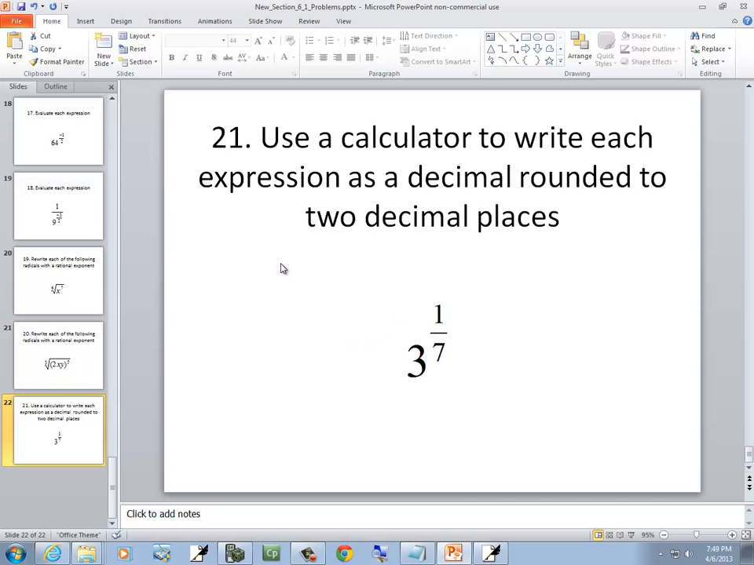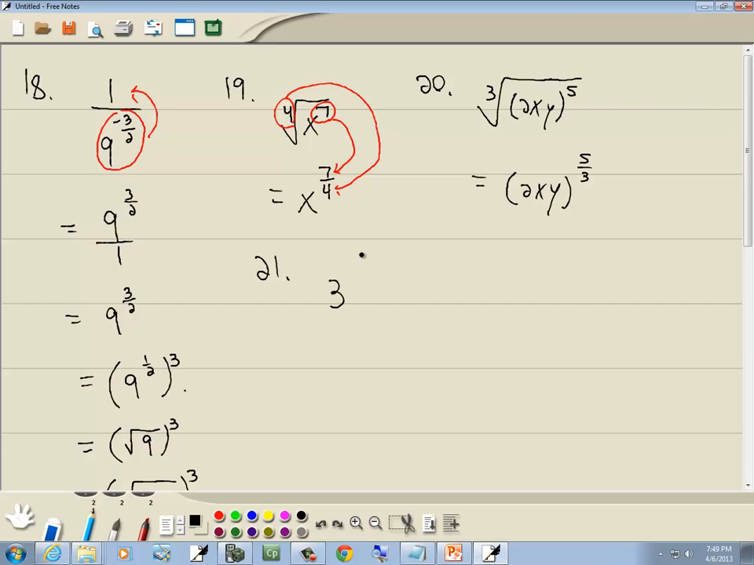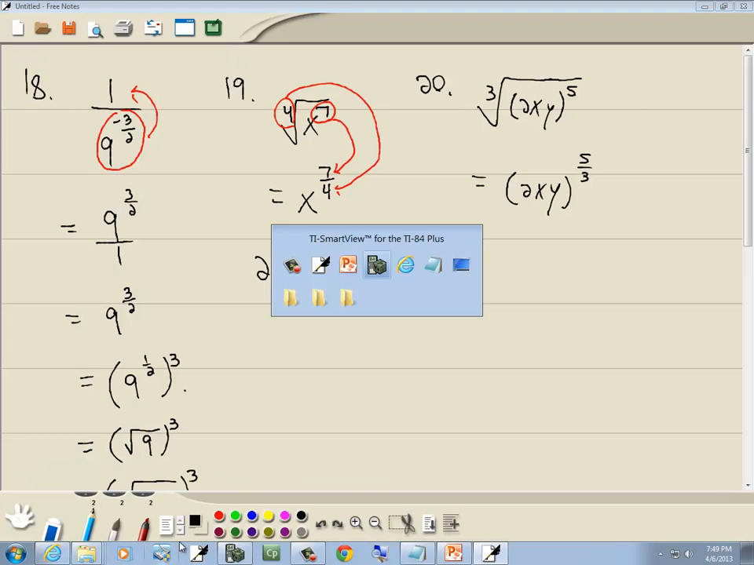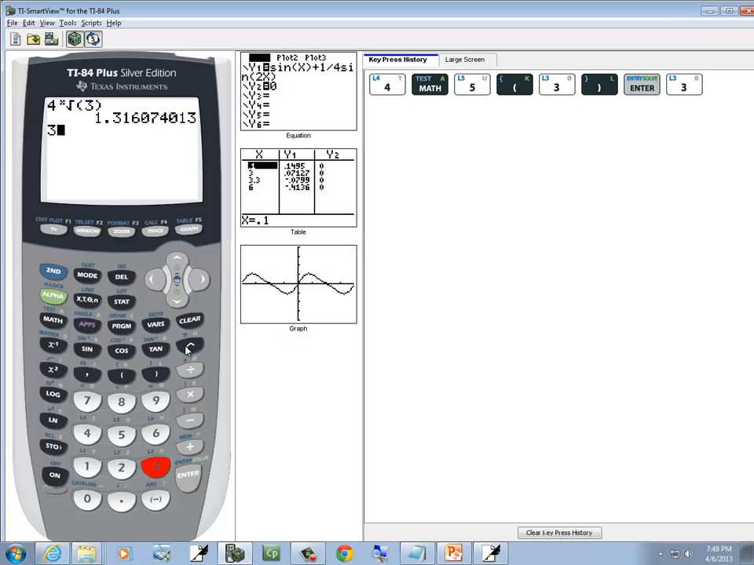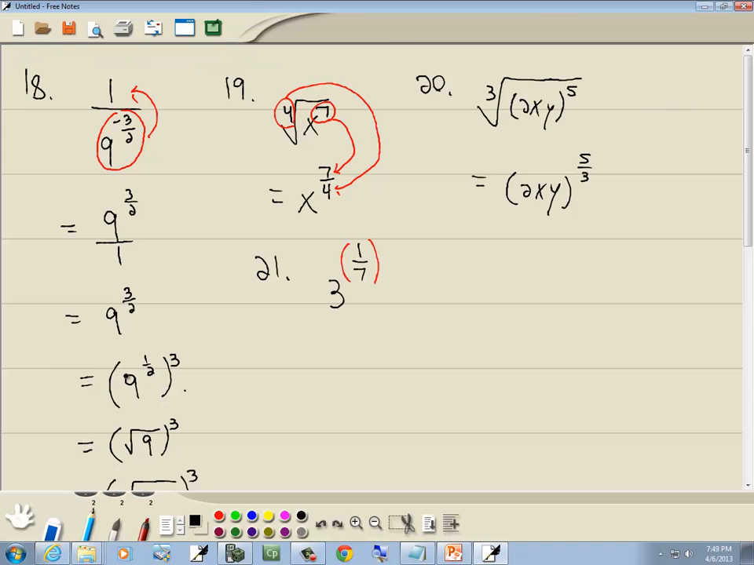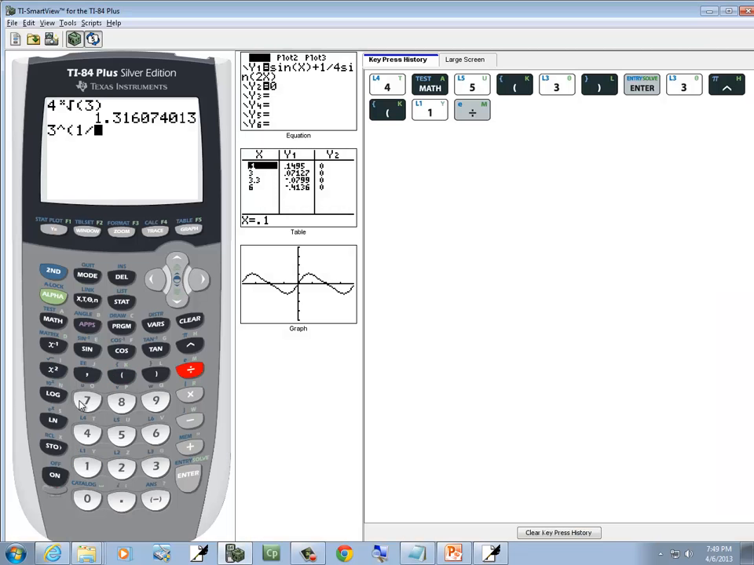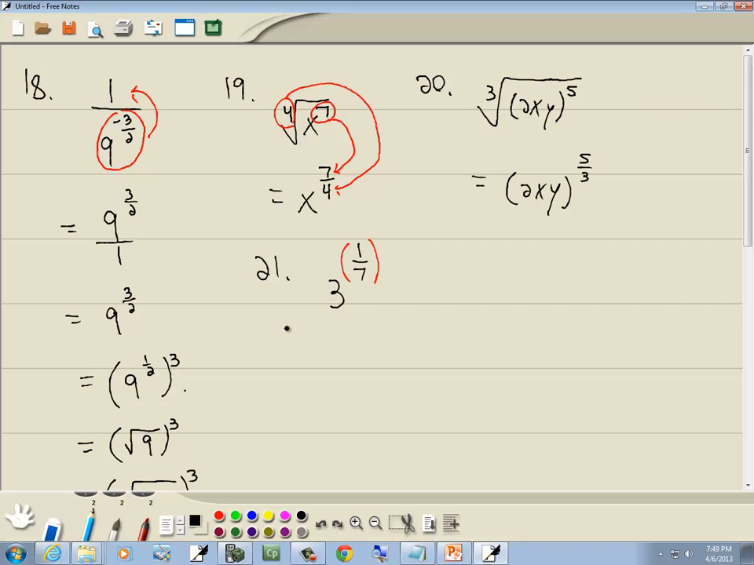And last problem, it's a calculator one. 3 to the 1/7. The key to putting this in your calculator is whenever you have more than a single number or a single variable in your exponent, put parentheses around the exponent. So when we plug this in, we're going to want to put parentheses around the 1/7. And we're to round to 2 decimal places. So we'll do 3 caret, beginning parentheses, 1 divided by 7. You can put a closing parenthesis if you want. The TI-83, TI-84 doesn't need a closing parenthesis at the very end. And then enter. And we get 1.17.